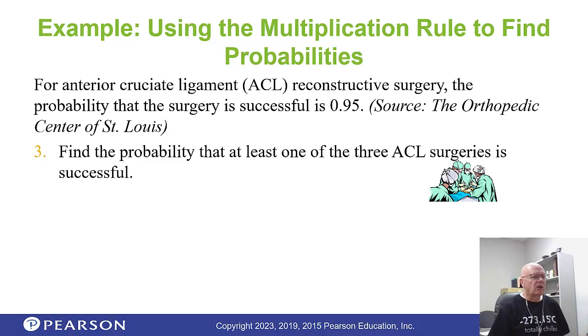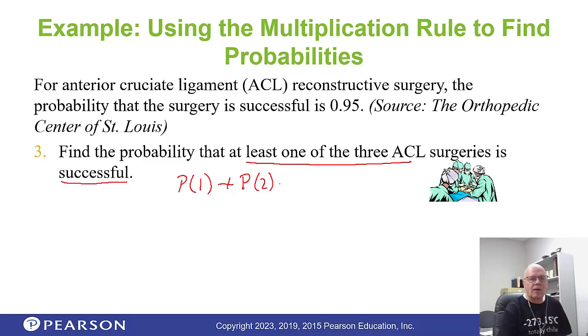Okay, one more. We're still with the ACL surgeries, but this time we want the probability that at least one is successful. Okay, this is a problem because we would have to take the probability that one is successful plus the probability that 2 are successful plus the probability that 3 are successful. Ooh, that doesn't sound good at all. We'll have to do 3 problems and add them together. No. There's another way of doing that.